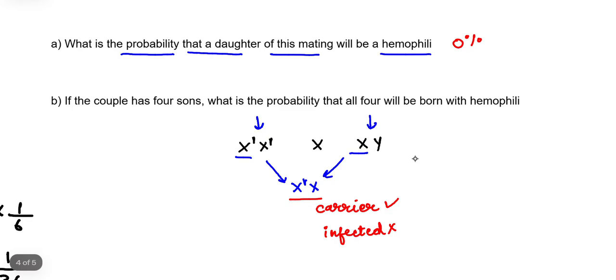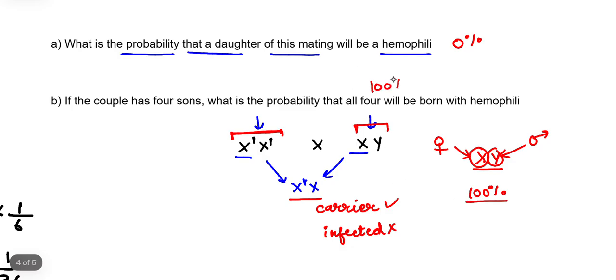If the couple has 4 sons, what is the probability that all 4 of them will be hemophilic? Now you see, if a son is born, we know that the son contains X and Y chromosome. This X he borrows from his mother and this Y he borrows from his father. Now father is completely normal but mother is affected. So every time the X chromosome comes, it will be the affected one. So here we can say that 100% chances are there that whoever son is born will always be affected. But the daughters would never be affected. That is a 0% chance. So it is a very simple case and a question of probability.